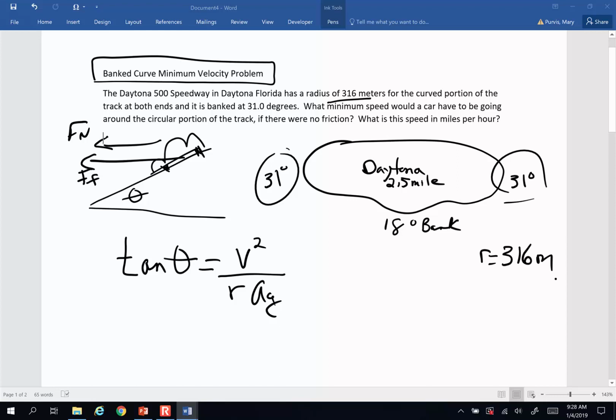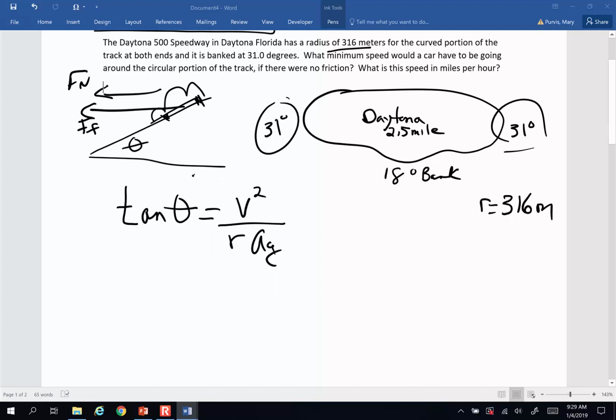And I want to know what minimum speed a car has to be going so it just stays on that banked curve. If it's going too slow, it's going to fall down the bank. If it's going too fast, it's going to crawl up the bank. So here goes nothing. Here's my equation.